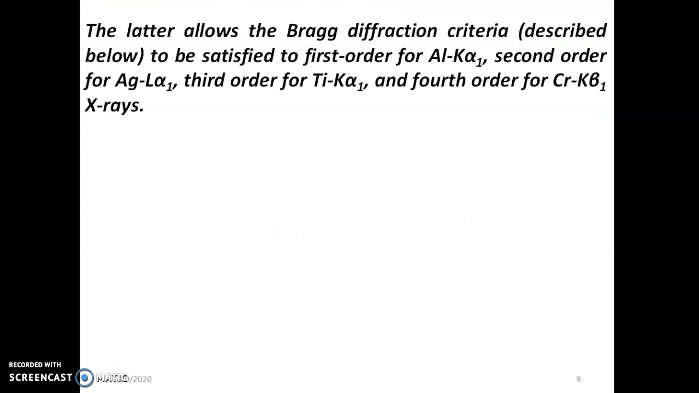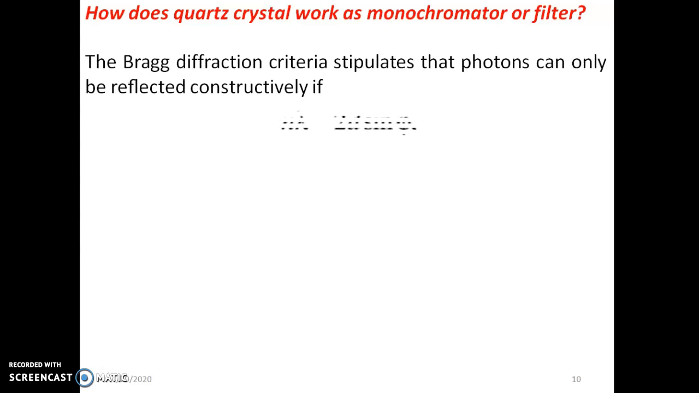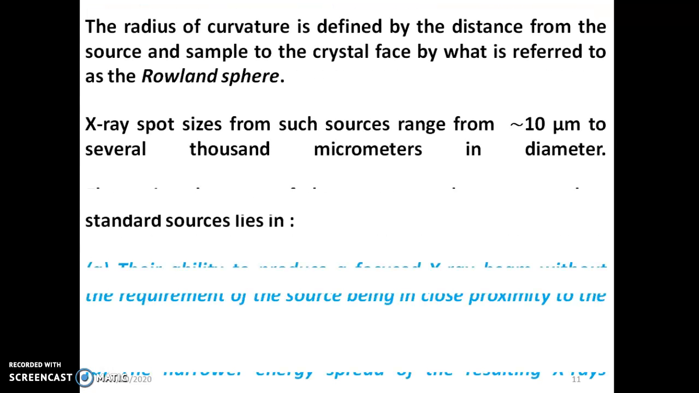And for the anode material commonly used in the X-ray tube, commonly used materials are aluminum, silver, and some few materials. Ti and chromium are also there, but they are rarely used because their third order and fourth order fulfill the diffraction condition, and we know that these are very big signals. Therefore, most commonly aluminum and silver are used, magnesium is also used, and Ti and chromium are avoided. Now I have skipped this part because I have already covered this.